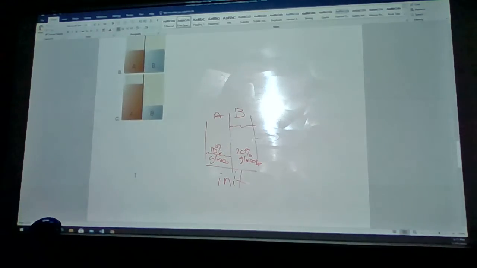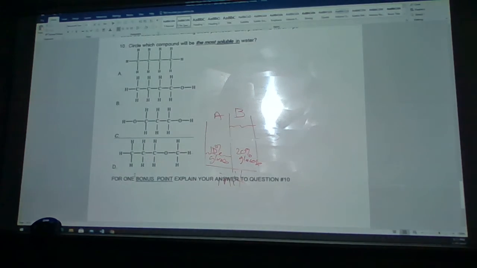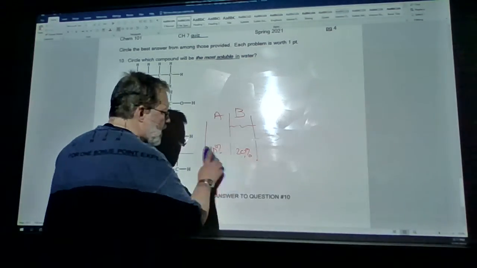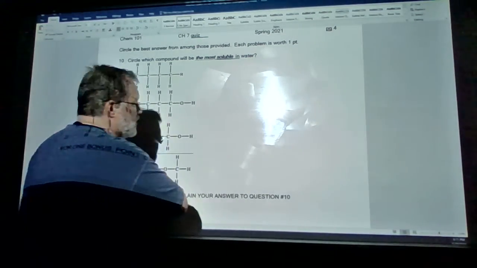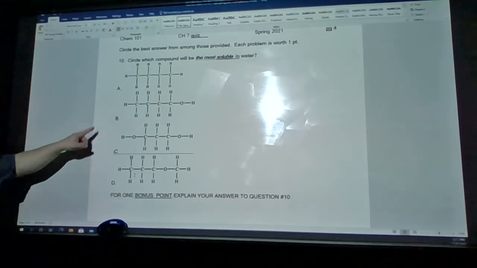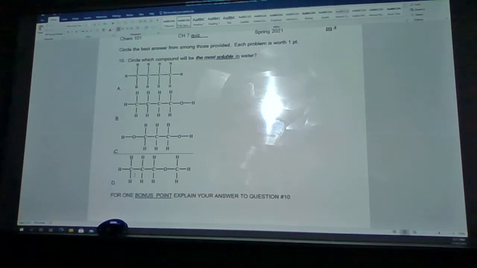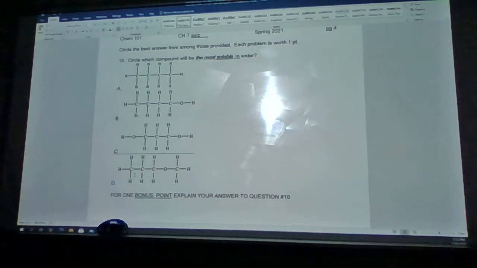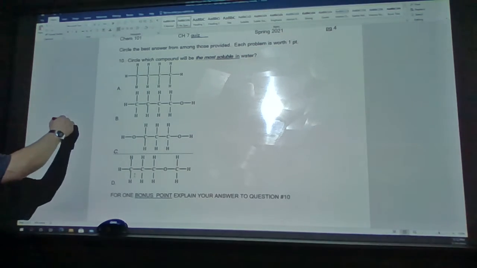Finally, number 10. Of these compounds, which will be the most soluble in water? A, B, C, or D? For solubility, we're looking for something that is most like water in its nature. Water is a polar material.